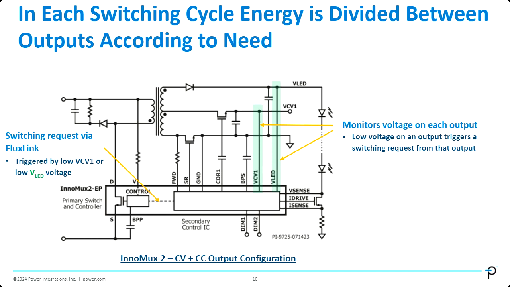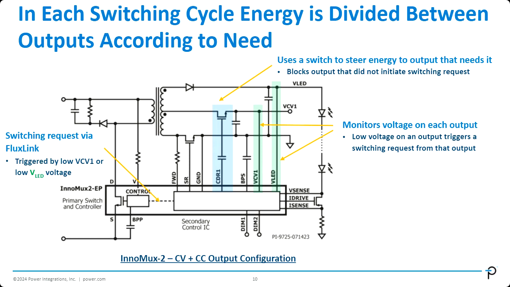After getting the information from the output, we send it back to the primary side via this thing called flux link. And then after the primary side gets the information and does all of the switching that it needs to do, it goes to the secondary side. So what does the secondary side need to do differently here? On the secondary side, we're using this MOSFET that's called a selection FET or a steering FET. That's used to steer power only to the output that's requesting it. So this controls whether power is delivered to either the constant voltage output here or the constant current output over here.